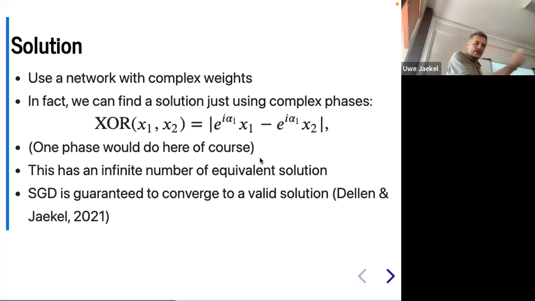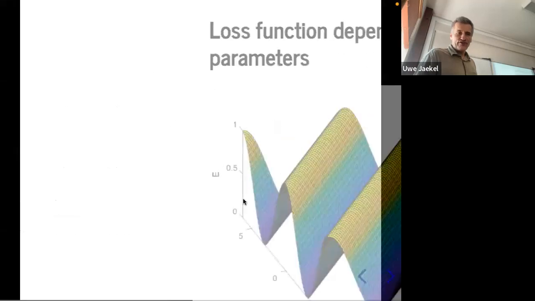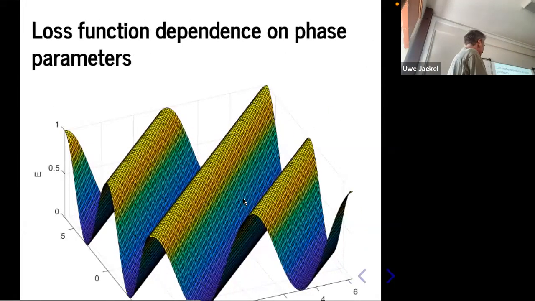If you try to adapt it, then you find that it has an infinite number of equivalent solutions, and that the stochastic gradient descent algorithm is guaranteed to converge to a valid solution. I will not show you the proof, because it's as simple as it is boring, but I'll show you the reason. So what is the length scale? If you write down the loss function for, let's say, four perfect input data, the loss function looks something like this.